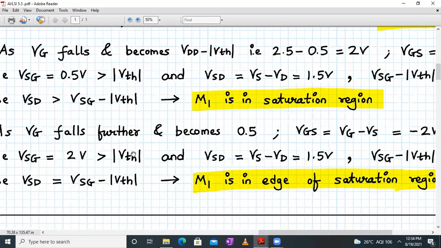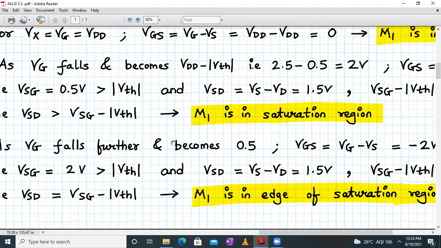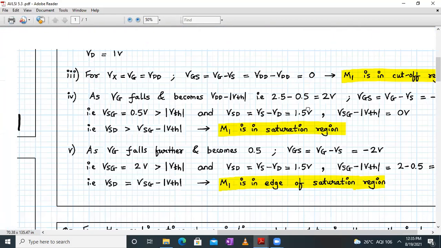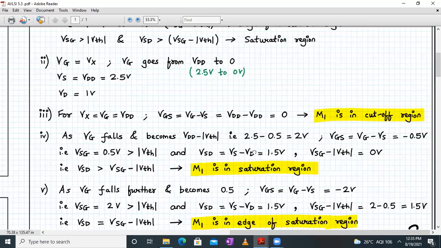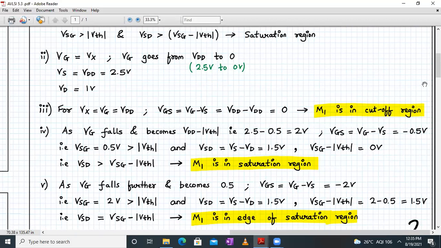And if VG falls even further below that, my M1 will be operating in the triode region. So that is very, very easy to determine. Any doubts in this question? How we determine the different operating regions? I'll keep the entire screen open over here for your reference. So just have a look. I will keep it for a few seconds. You can ask any doubt if you have.